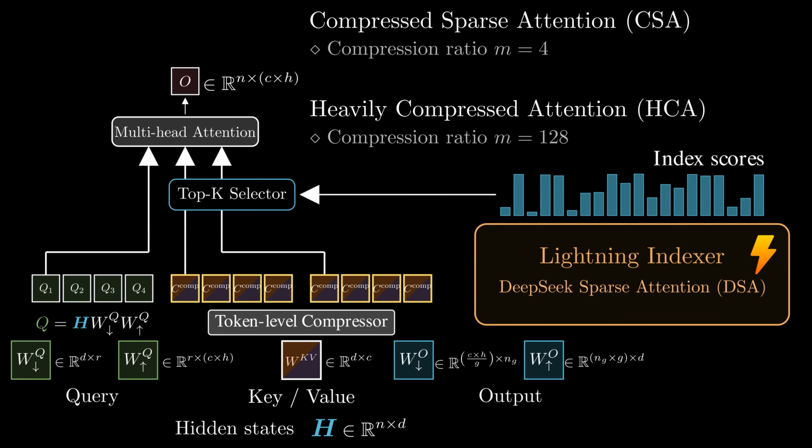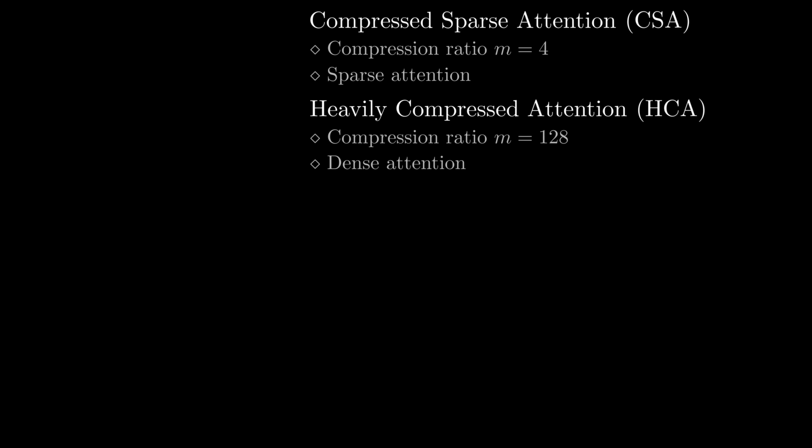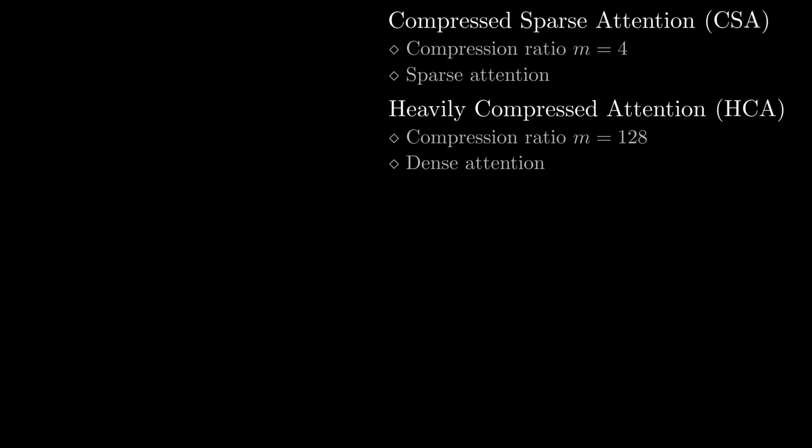Because HCA's compression is so aggressive, dense attention over all compressed entries is already efficient. No sparse selection needed. Together, CSA and HCA form a complementary pair. CSA preserves local detail through sparse selection, while HCA maintains broad global context through heavy compression. Let's zoom out to see how these pieces fit together in the Pro architecture.